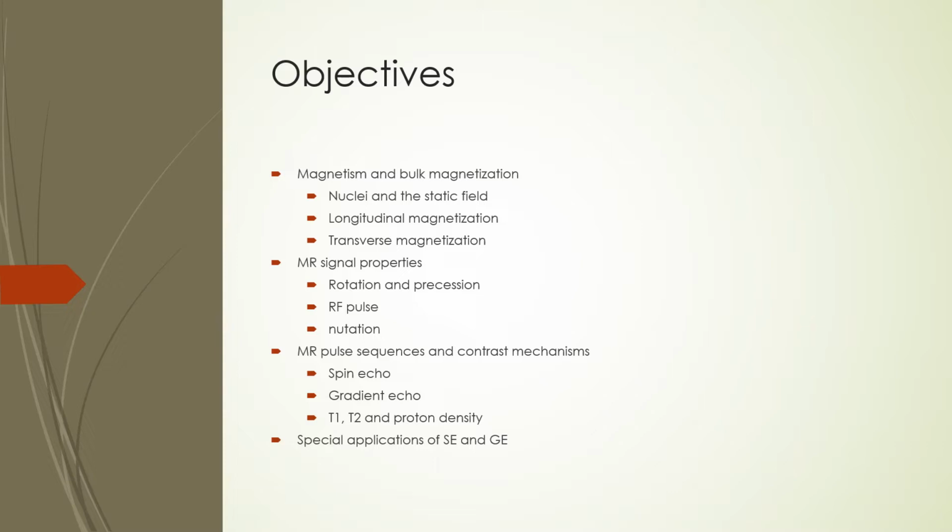Students will be able to describe nutation and explain how it is responsible for causing the MR signal. Students will understand MRI signal properties and how to define T1 and T2 relaxation. Students will also learn about MRI pulse sequence parameters, a few basic pulse sequences, and contrast mechanisms involved in T1, T2, and proton density weighting. At the end, we will look at some of the special pulse sequences based on spin echo and gradient echo.